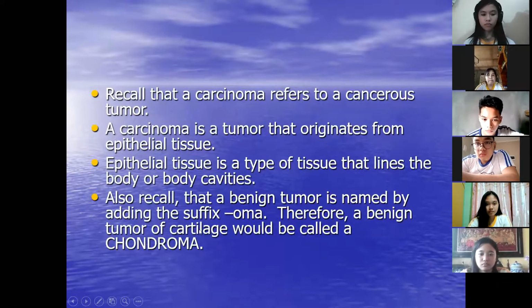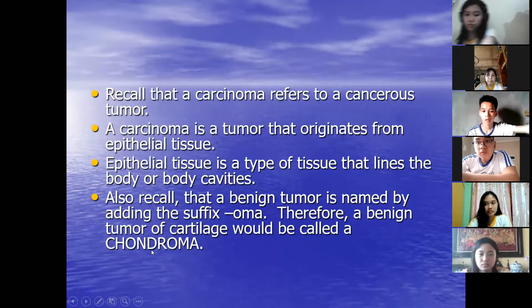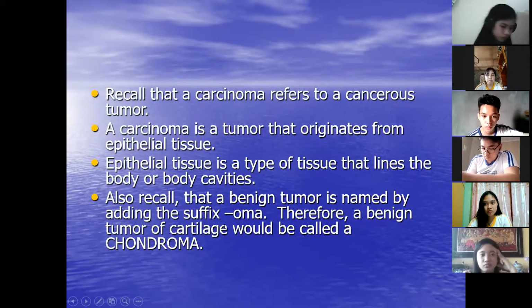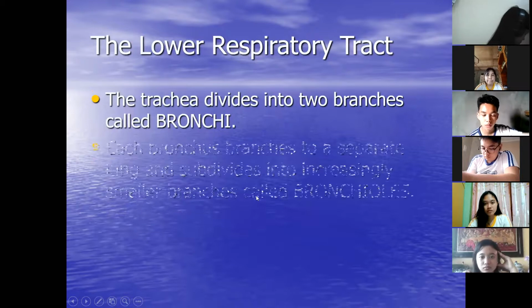What is this? Chondroma is tumor cells in your cartilage. The cells in your cartilage are known as chondrocytes, but we'll talk about chondrocytes when we discuss the skeletal system, okay? It's just a simple background of these terminologies.